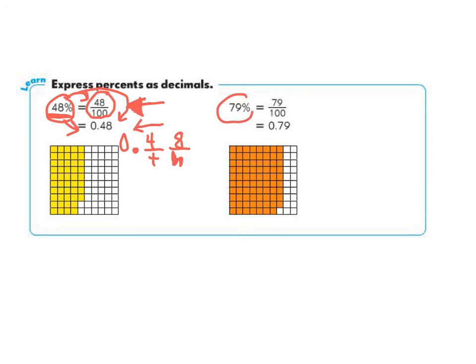So for example, this one's 79%, which is the same as 79 hundredths. So 9 goes in the hundredths place. So since the 7 is in front of the 9, we'll put it there, which is the tenths place. That means I put a decimal there, because then we've got the whole numbers, or the ones place. And that's exactly what you see right there.